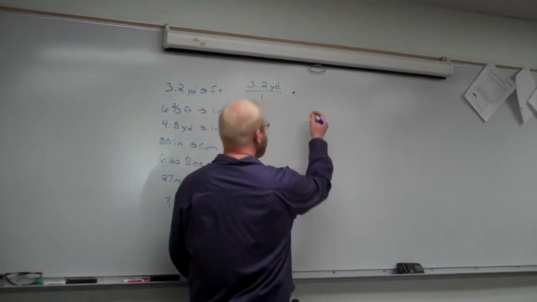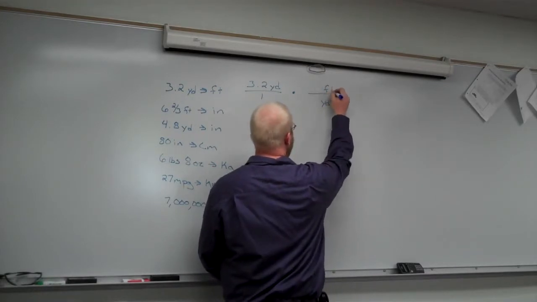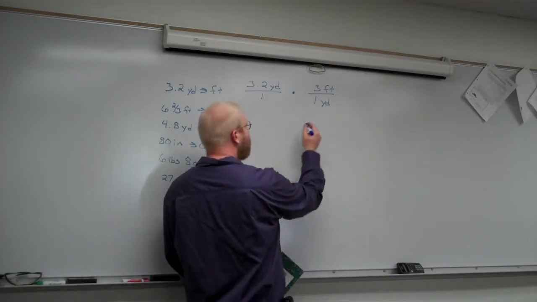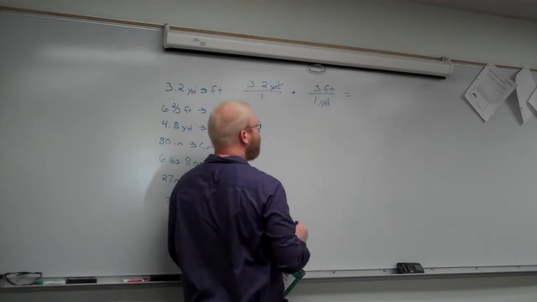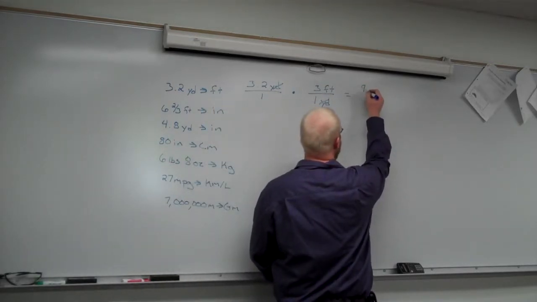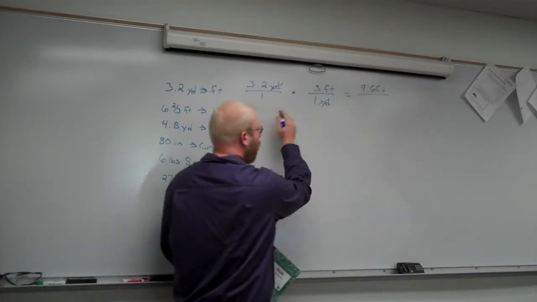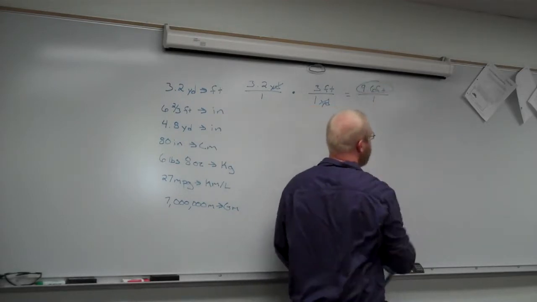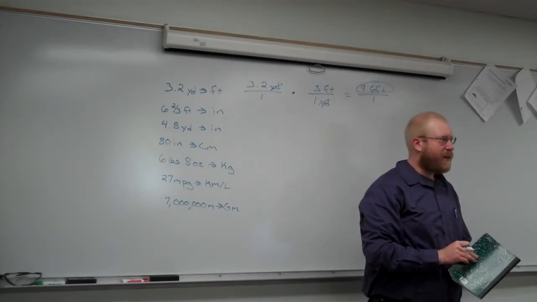Okay, so if I want this to cancel when I multiply, I put yards at the bottom and feet at the top. You told me there's 3 feet in 1 yard. When I multiply that, my yards cancel, so I end up with the units of feet. 3.2 times 3 is going to be 9.6 feet over 1 times 1 is 1. I get my answer of 9.6 feet, right?